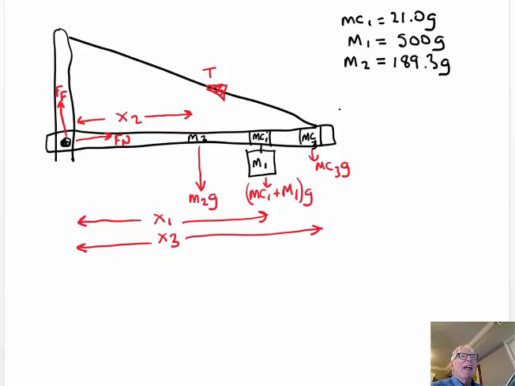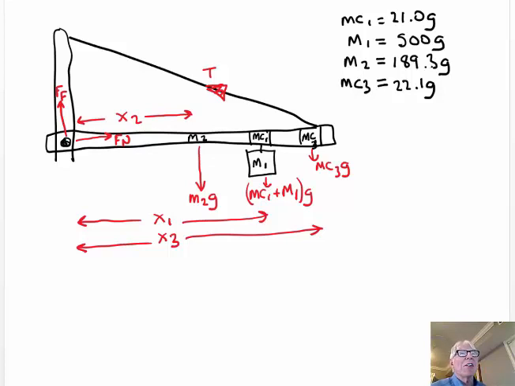Okay, and then we say, okay, M3, the little clip, the tiny little clip that's holding the string in position. And we look at that and we get 22.1 grams. Slight difference between those two. It's an MC, it's an MC3. So those are our masses.